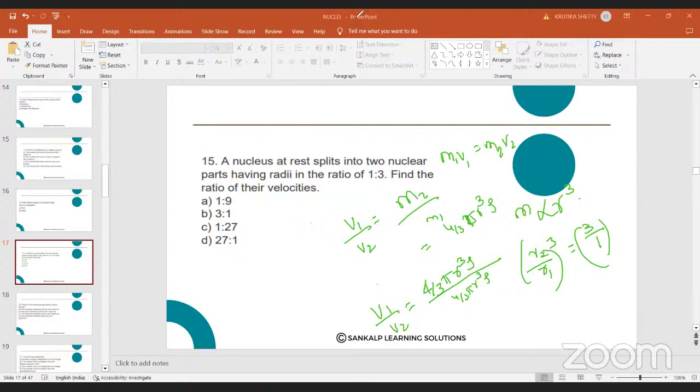Now you tell me what the answer is. Yes, so it is right. Others? Other students? Correct? That is option D, not C. Why? So 3 cube is 27. Here it is r cube. So 3 cube is 27, and 1 cube is 1. Therefore, option D is the appropriate answer here.